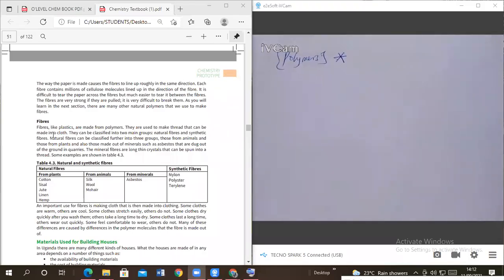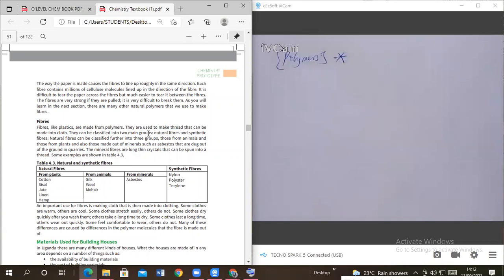So here, fibers like plastics are made from polymers. We looked at polymers yesterday as a combination of small substances or molecules to make one big one. And that one big one is what's called a polymer. If there are many big ones, we call them polymers. These are used to make threads that can be made into a cloth. So a combination of very many thread-like structures. Fibers are just something to do with threads. If you combine those threads in several ways, they can turn into a cloth.